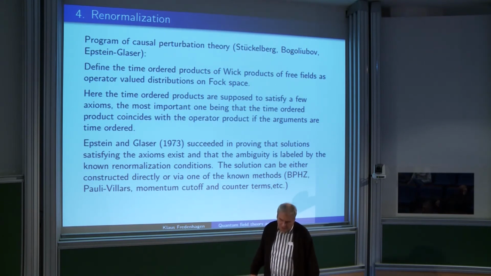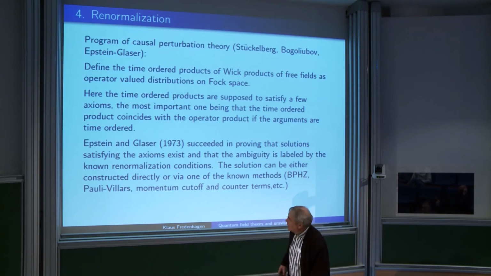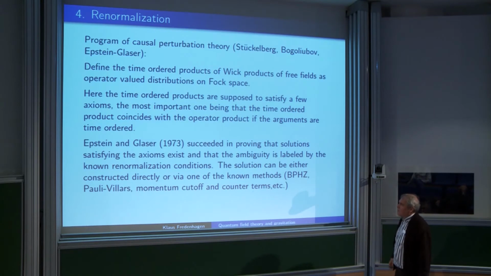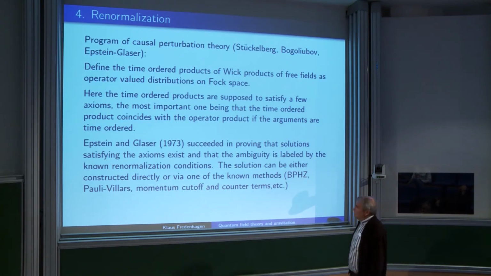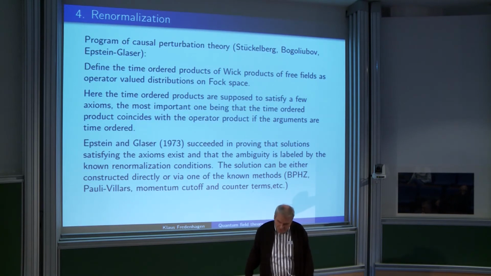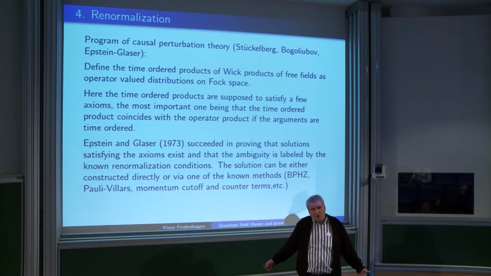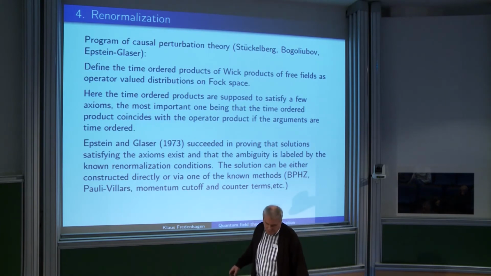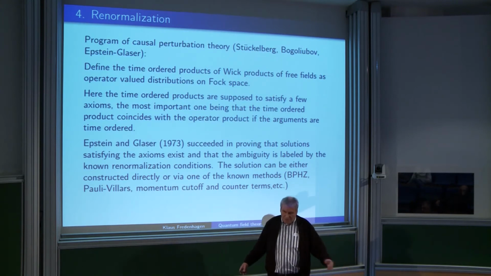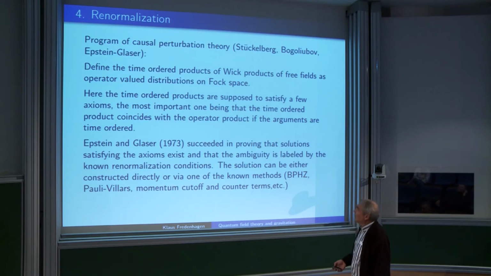And then in the famous paper of Epstein and Glaser from 1973, they succeeded in proving that solutions satisfying the axioms exist and that the ambiguity is labeled by the known renormalization conditions. And then you can construct the solution either directly, which is in many cases somewhat complicated, or via some of the known methods: BPHZ, Pauli-Villars, momentum cutoff, dimensional regularization, or whatever else.